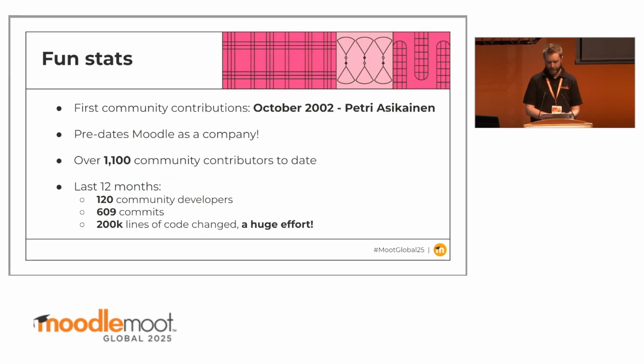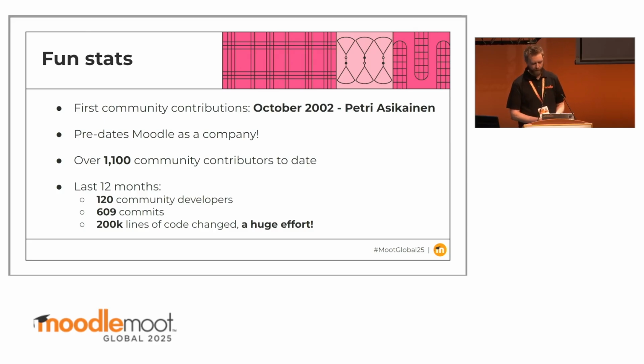And as a really brief bit of history, the first ever community contributions that I could find were in October 2002, by Petri Asakainen, and if anyone knows whether that pronunciation is correct, come see me after. That actually means that community contributions to Moodle predate Moodle as a company by several years. So that first community commit included some language string additions, but the same contributor also contributed the first community code commit that I could find, which was adding one of the authentication modules.